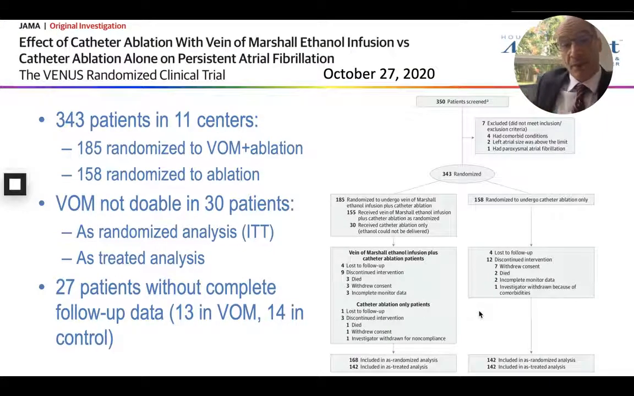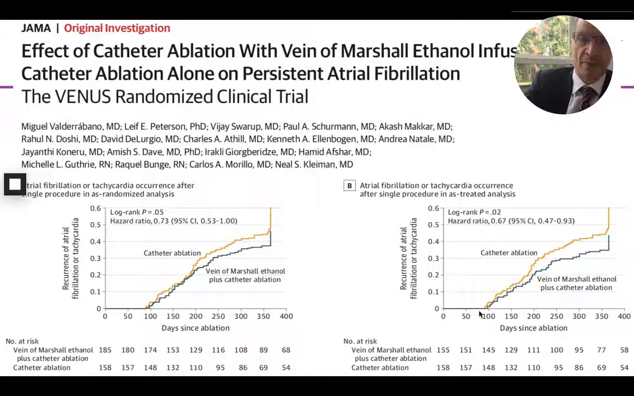We enrolled a total of 343 patients in 11 centers, 185 randomized to Vein of Marshall plus ablation, 158 randomized to ablation. In 30 patients, the Vein of Marshall was not doable. That's why we had to do an as-randomized analysis, the patients that were in that randomization group, and then an as-treated analysis, taking patients that had a successful Vein of Marshall alcohol. In 27 patients, 13 in the Vein of Marshall group and 14 in the controls, we did not have complete follow-up data because the patients did not complete the 1-month monitoring follow-up. This trial will be published on October 27 in JAMA.